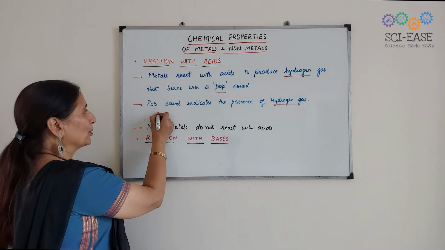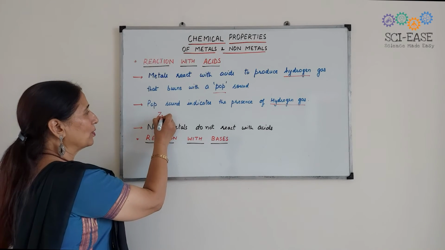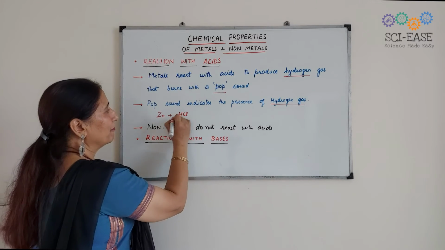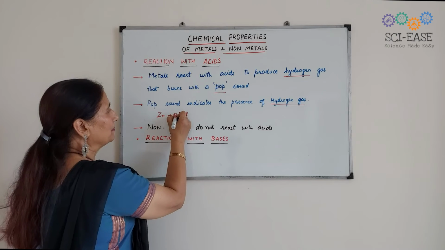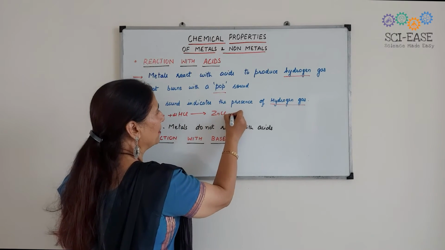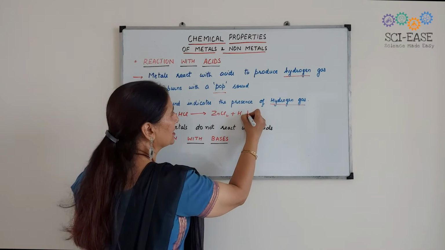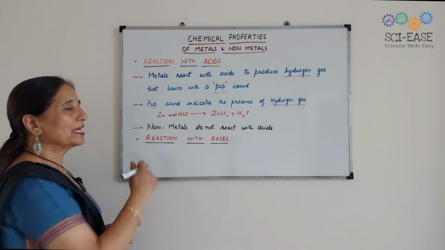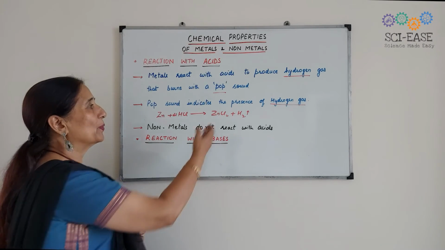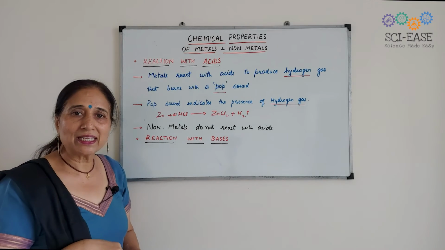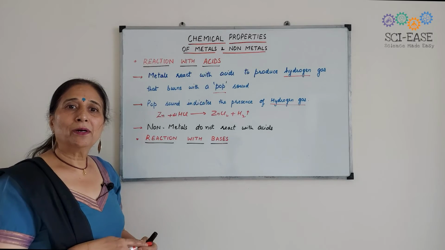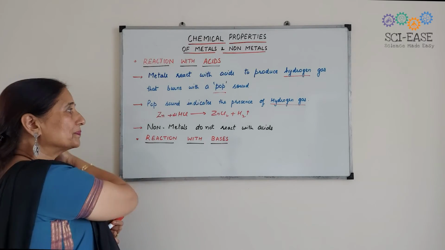So zinc is a metal. You can write the reaction also. Zinc plus dilute hydrochloric acid will result in the formation of zinc chloride plus hydrogen gas. If we are taking dilute sulfuric acid, then zinc sulfate will be formed plus hydrogen gas, and you can test the presence of hydrogen gas by bringing a burning splinter near the mouth of the test tube.